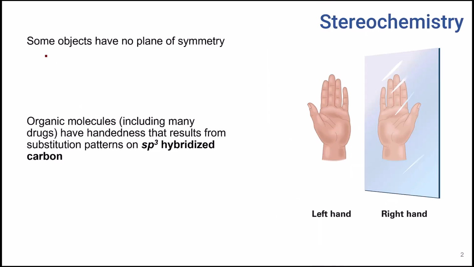So some objects don't have a plane of symmetry. If we think about a right-hand glove, that is very different from a left-hand glove, and this property in us is commonly referred to as handedness, and in molecules we also have handedness.